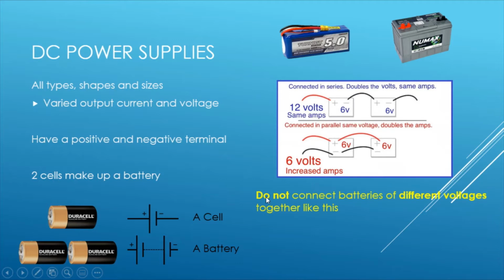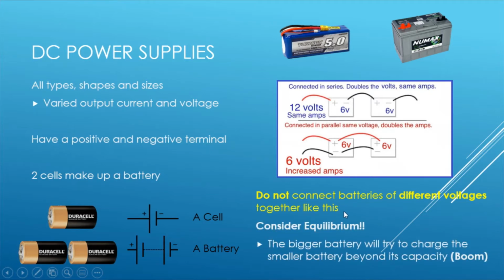Do not, and I'm going to make this very clear, do not connect batteries of different voltages together like this, okay? Consider the fact that they will want to reach equilibrium. So the bigger battery, say this was 12 volts, will want to charge up the smaller battery. That's going to try and reach equilibrium, right? So this is going to try and reach a balance all the way throughout. It's going to try and charge up your smaller battery. Your smaller battery is not made to reach that voltage level, and you could push it beyond its capacity and boom, something goes wrong, nobody's happy with you, and you could seriously injure yourself. So do not connect batteries of different voltages together like this.